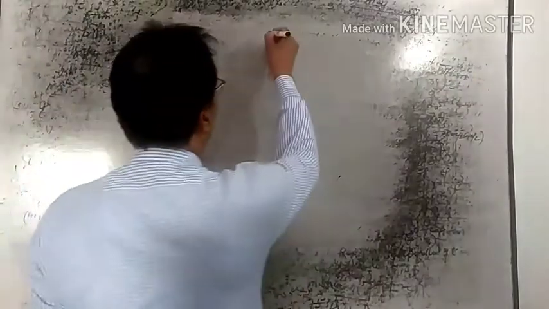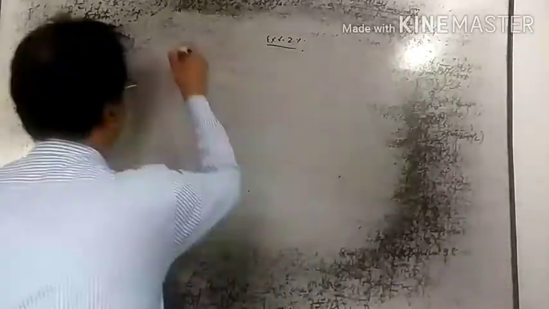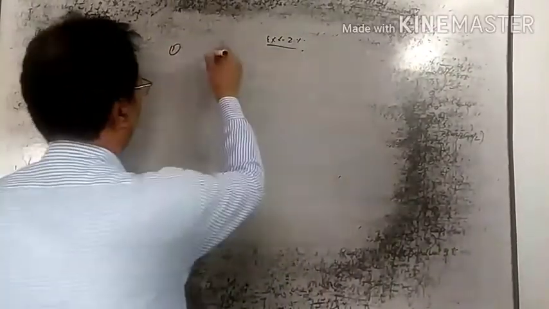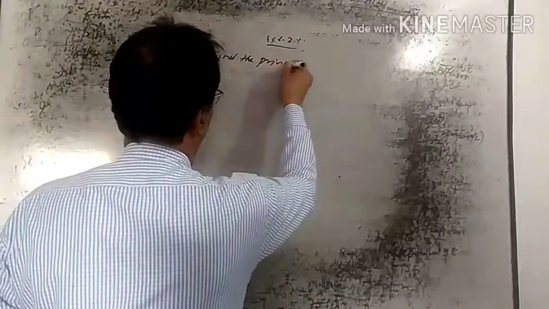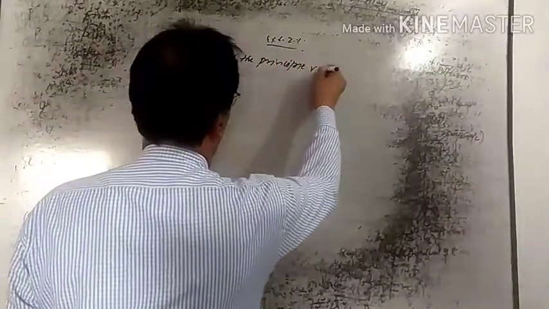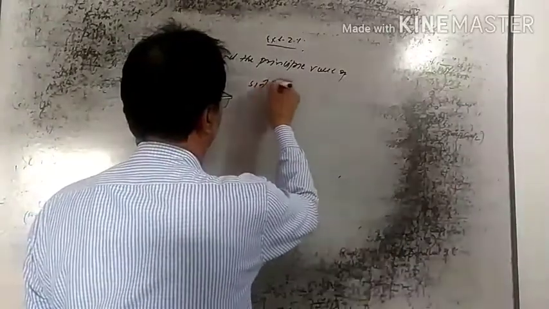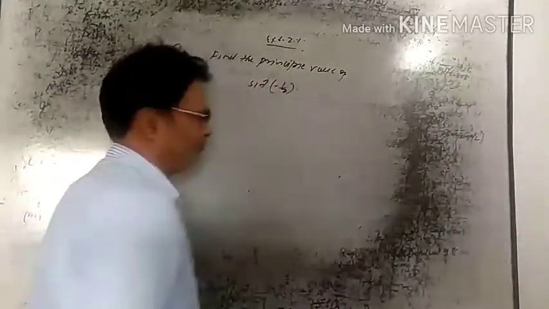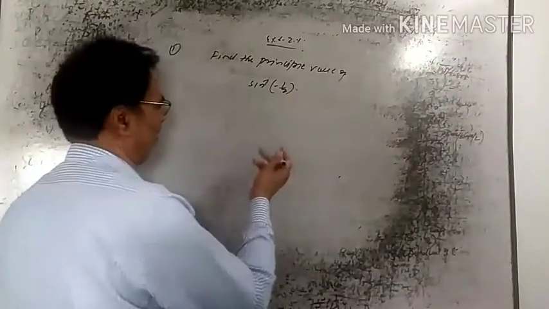In exercise 2.1, first question, find the principal value of sin inverse -1 by 2. How can we find the principal value of this inverse circular function?